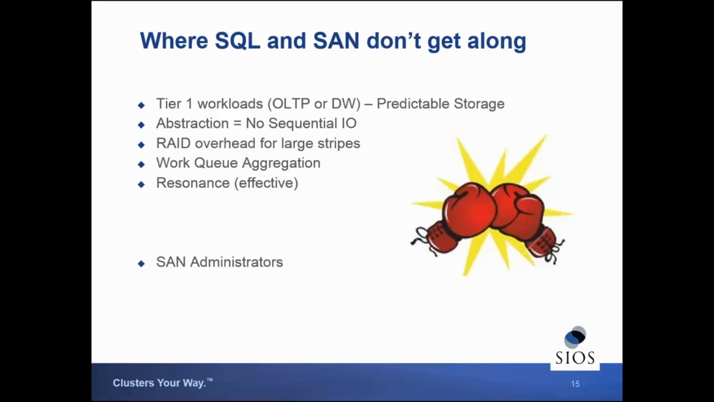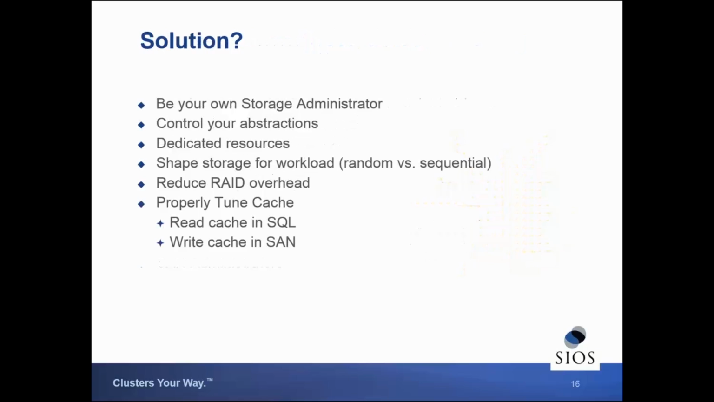So how do we make this work? Well, basically, don't use a SAN. Be your own storage administrator. Control your abstractions. Bring them all up to one layer where you can see the resources in comparison with each other. And use dedicated resources. If you're sharing a SAN with everybody and their brother, somebody else can put a workload on it that you don't control.